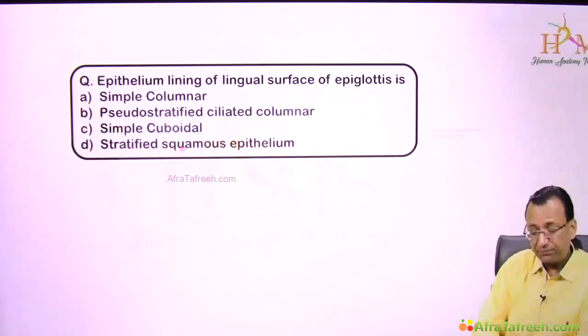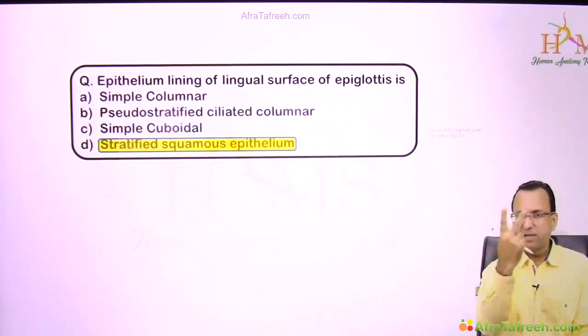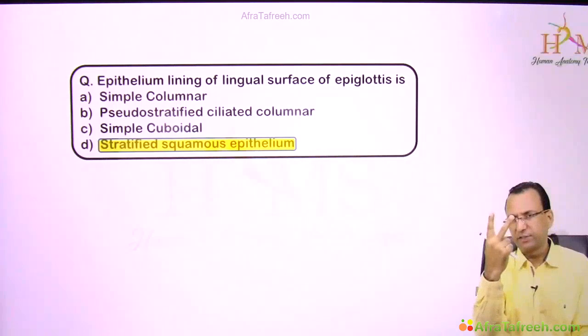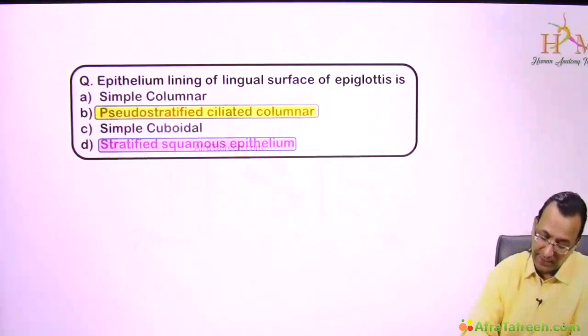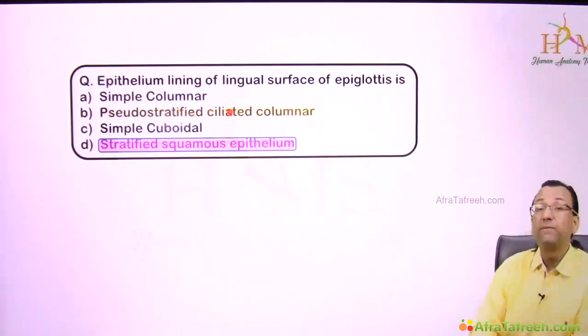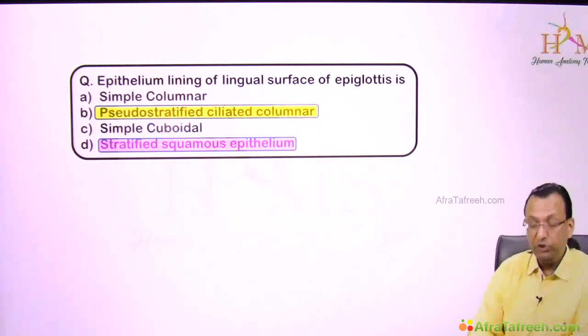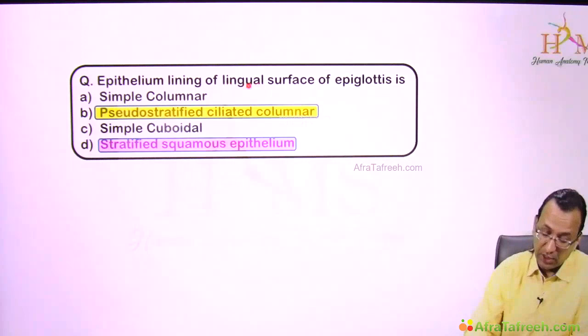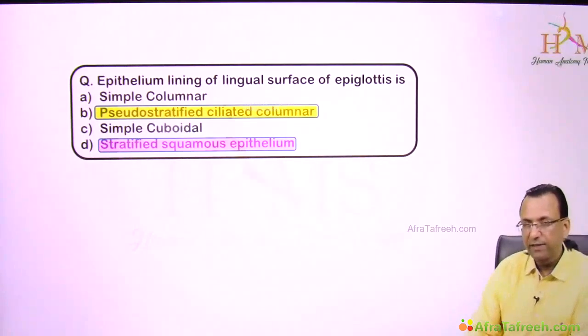Yes. Okay, but then epiglottis has a double surface. It has the oral surface, it has a laryngeal surface. What about the laryngeal surface? If you say the other surface, laryngeal surface, then it will be respiratory epithelium, pseudo-stratified ciliated columnar epithelium. If somebody asks you the laryngeal surface of epiglottis, this is the answer. But this question was on the lingual surface. So you have to keep your answer as stratified squamous epithelium. D is the answer here.